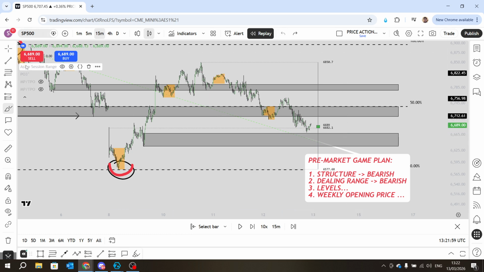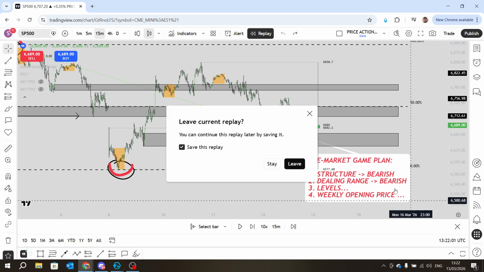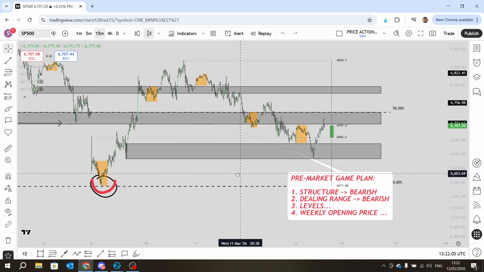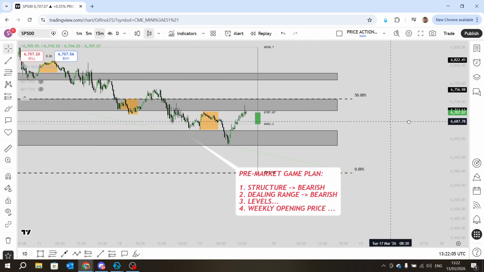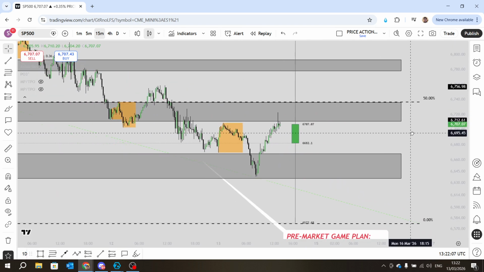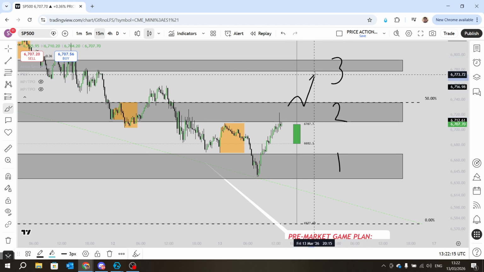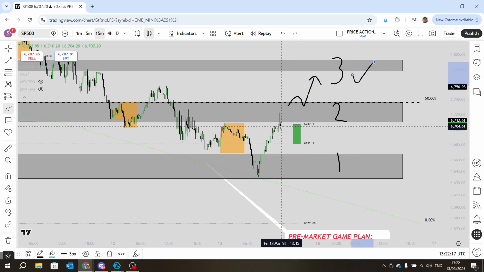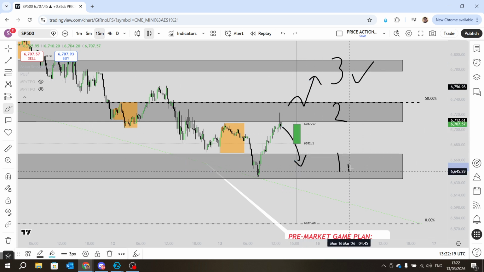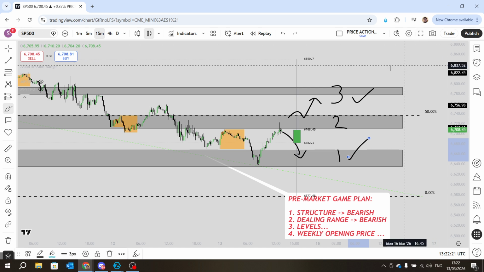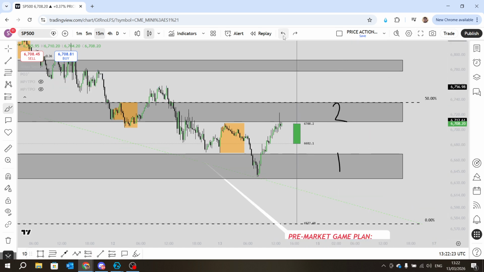Okay. Going into this session, which is going to start in 7 or 8 minutes, here's what we have. Again, we're not trying to predict candles. We're simply trying to react to what the levels do. So again, we have level one, level two, level three. Break above two, we target three. Break below two, we target one. It's as simple as that.